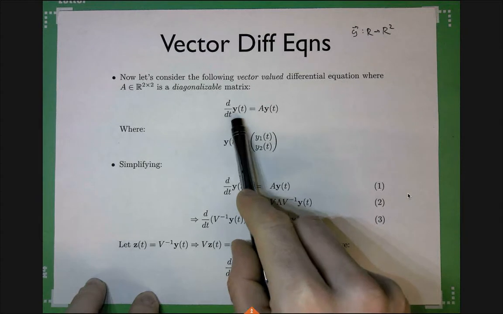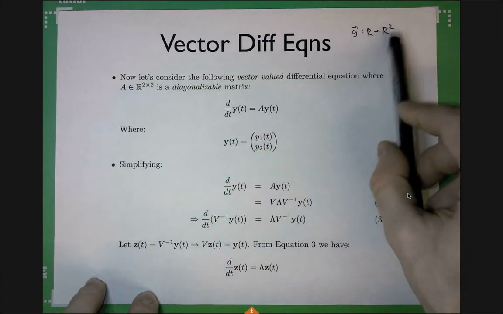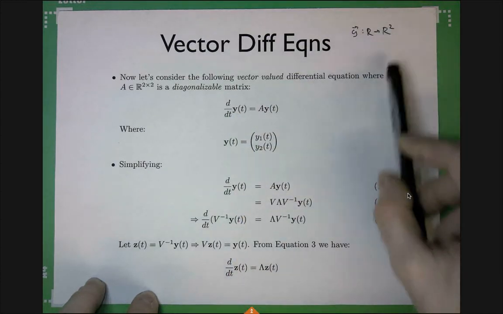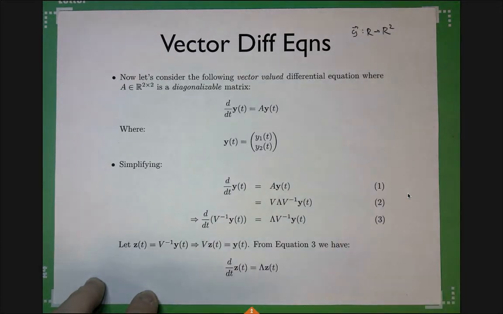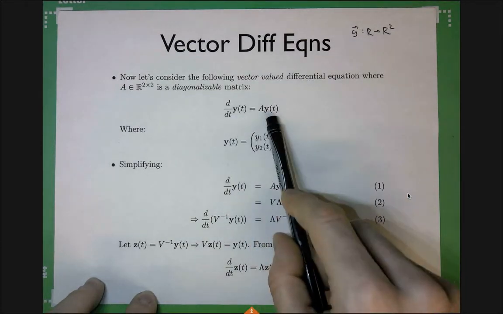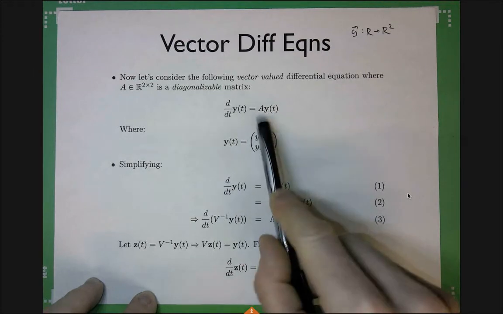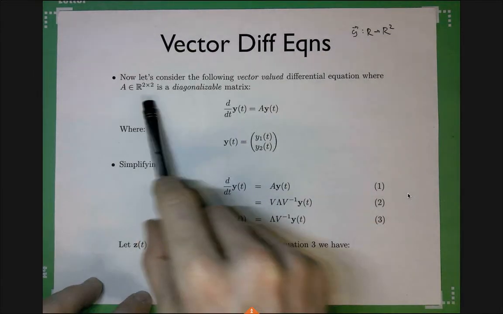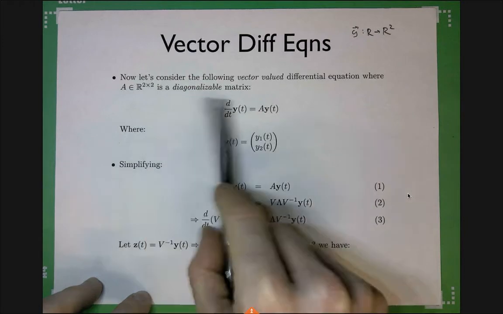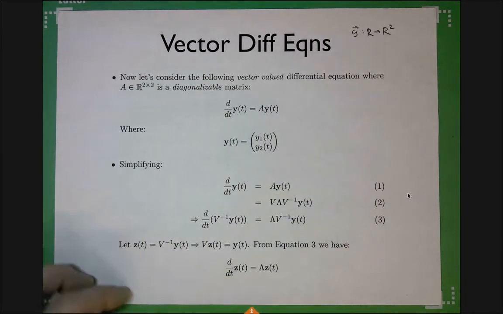I want the time derivative of y as a vector, now x and y are differentiated in time, to be equal to y(t) times some matrix A, where A is arbitrary, but we assume it's a diagonalizable matrix. Why we assume it's diagonalizable is because we want to pull some eigenvalue eigenvector tricks. That's the whole point here.